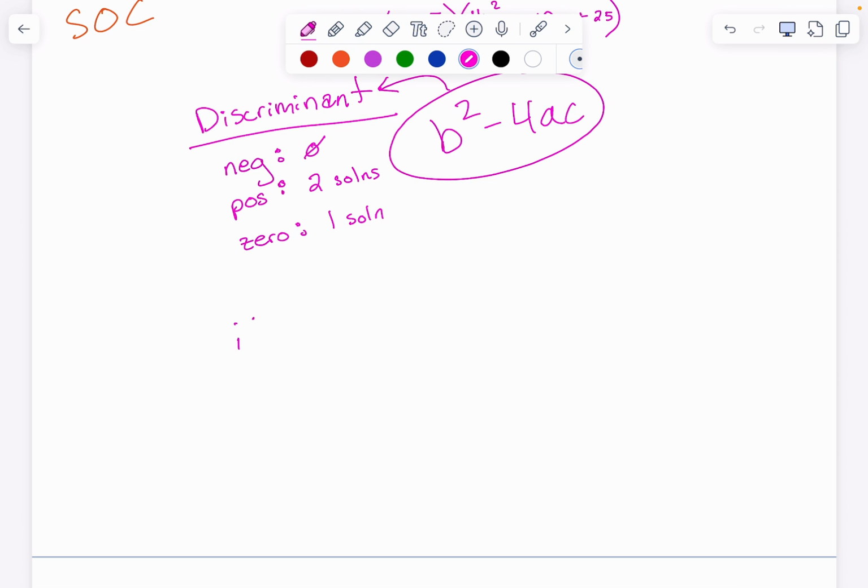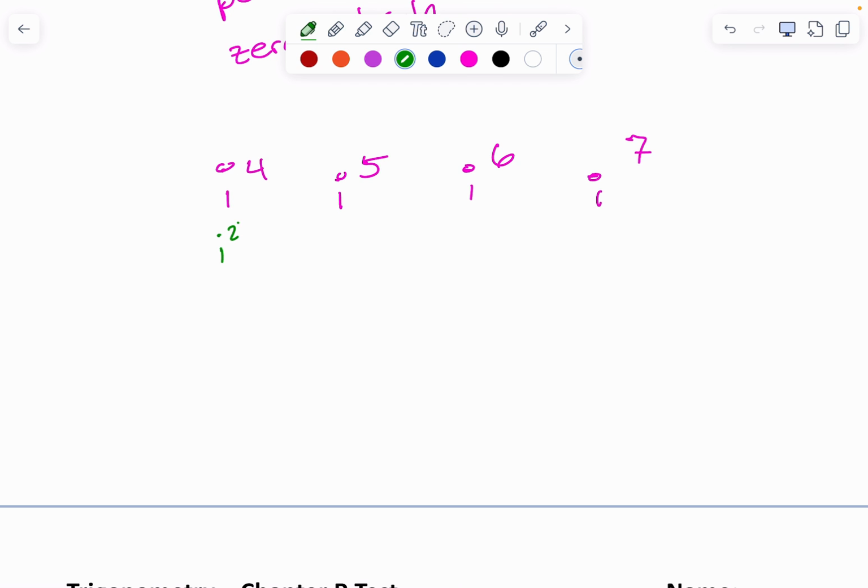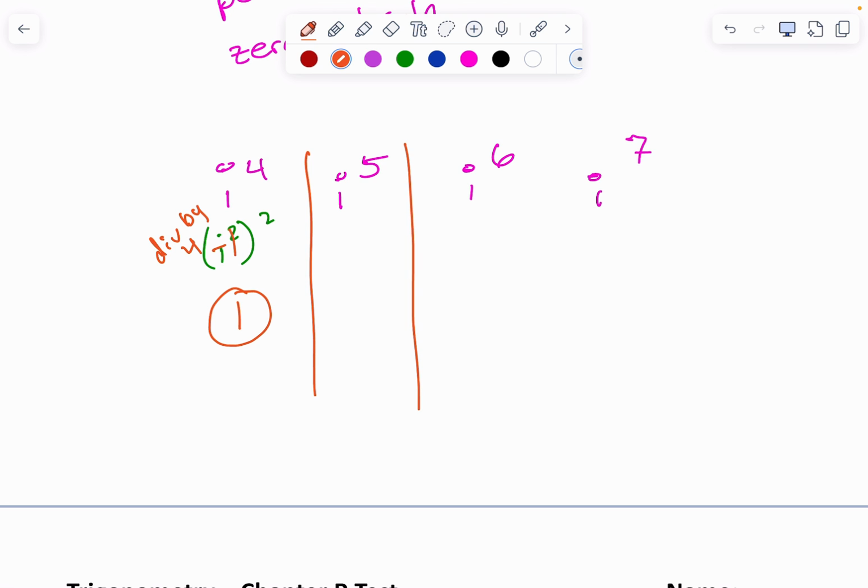Let's go i^4, i^5, i^6, i^7. All right. i^4 is i squared squared. So it's negative 1 squared, which is positive 1. In other words, if it's divisible by 4, it's going to be positive 1. I'm going to skip over to 6. This one is i squared cubed. So it's negative 1 cubed, which is negative 1. So if it's even but not divisible by 4, it's going to be negative 1.